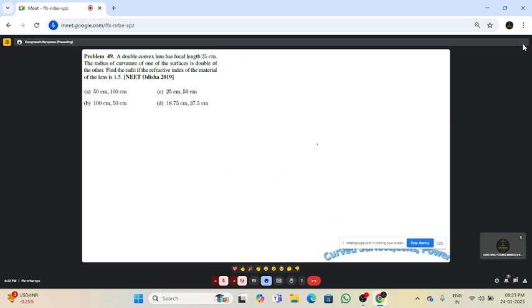Okay, double convex lens has focal length 25 centimeter. Double convex lens means biconvex lens. Radius of curvature of one of the surfaces is double of the other. So that means one side is like this, and the other side can be a bit like this. So that means it can have different shapes on both the sides. It need not be always the same.